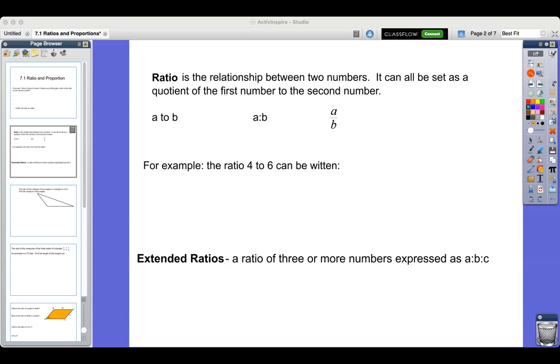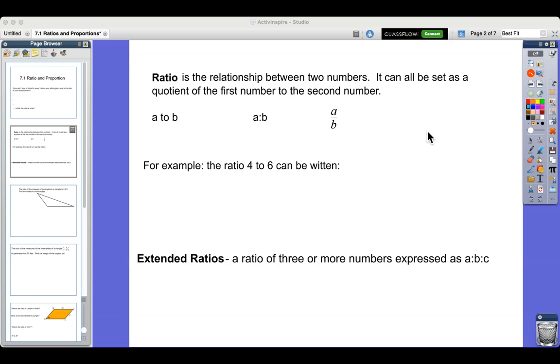As is shown right here, you have a ratio of A to B, and then you have a ratio of A colon B, and then A over B. Those are all different ways of writing a ratio. None of them are wrong, and as you can see, a division or a fraction is a ratio. It's a type of ratio right there.